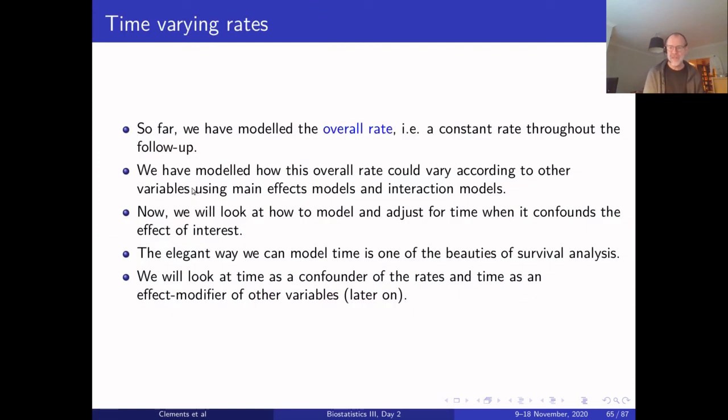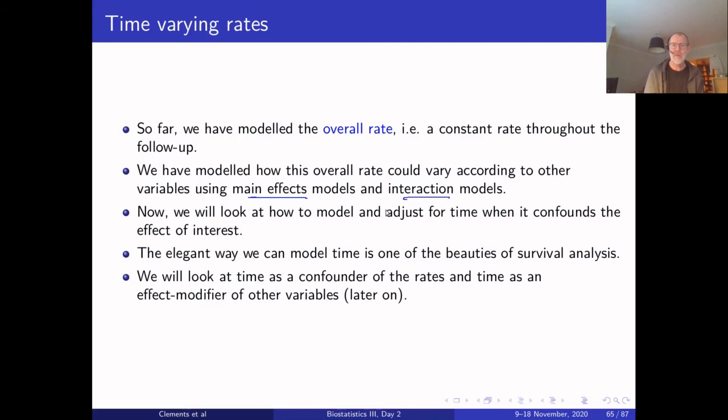We now come back to thinking about time varying rates. So far, we have modeled the overall rate, such that we've assumed a constant rate throughout follow-up, and we've also modeled how the overall rate can vary according to other variables, and we've thought about main effects models, and we've also thought about including interactions.